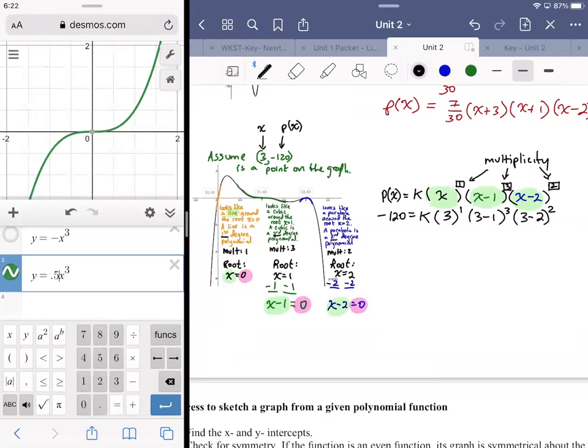Simplify. k times 3. 3 minus 1 is 2, cubed is 8. 3 minus 2 is 1, squared is 1. The right-hand side here becomes 24k. And if I want to get k alone, I would just divide both sides by 24. All right. So I'd be looking at -5 as the value of k.